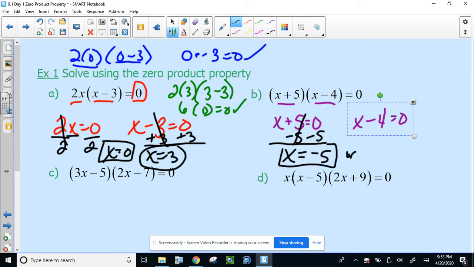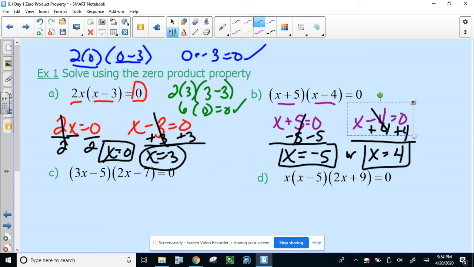Or the other possible chance I have here is if I move my 4 over to the other side so that it goes away, x is equal to 0 plus 4, which is 4. So here are my two possible solutions that make that equation equal to 0. And that's all the zero product property is.